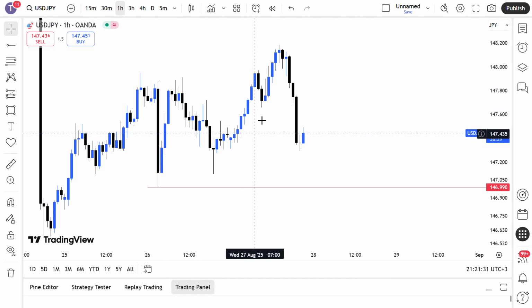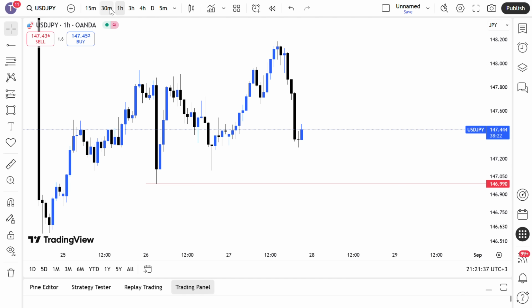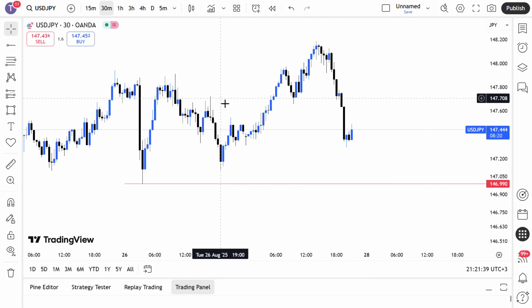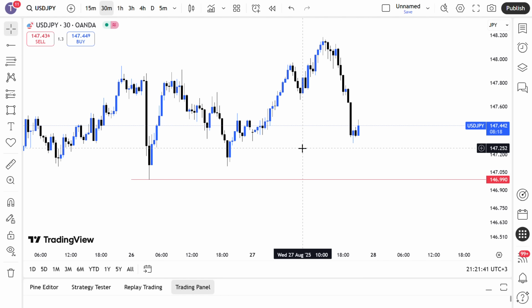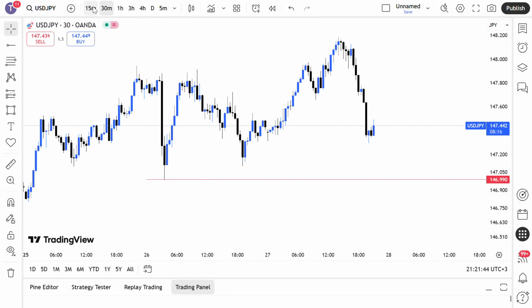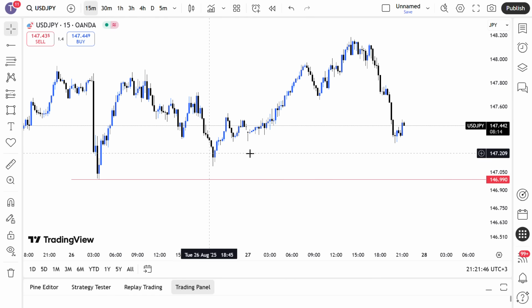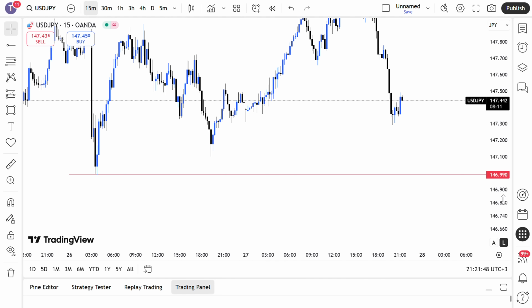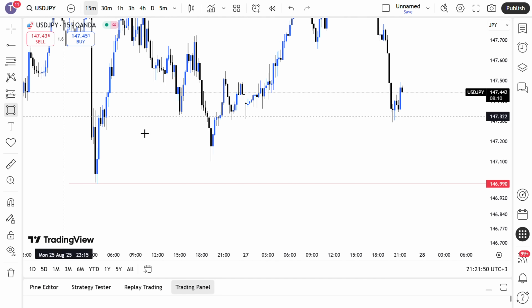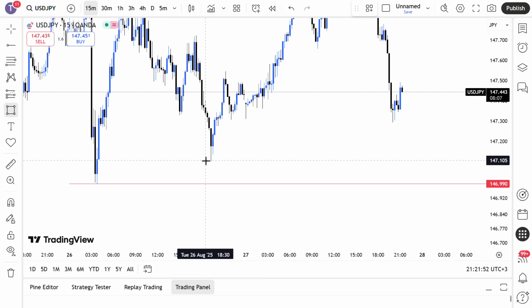And inside here, I don't see any valid order block, a clear order block. And on the 30 minutes time frame, also, I don't see any valid order block. So we'll drop to the 15 minutes time frame. On the 15 minutes time frame, I see this area as the order block.